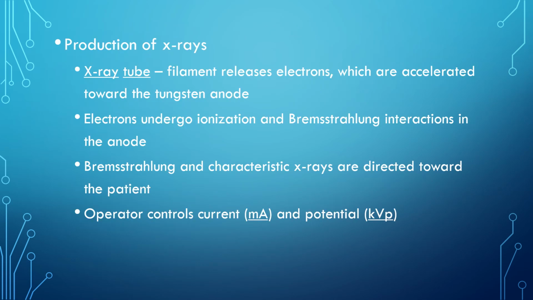The production of X-rays occurs at the X-ray tube. The filament releases electrons which are accelerated towards the tungsten anode. Electrons will undergo ionization and Bremsstrahlung interactions in the anode. Bremsstrahlung and characteristic X-rays are then directed towards the patient. The operator controls the mA and the potential, or the kVp.